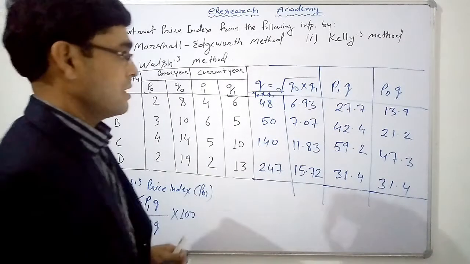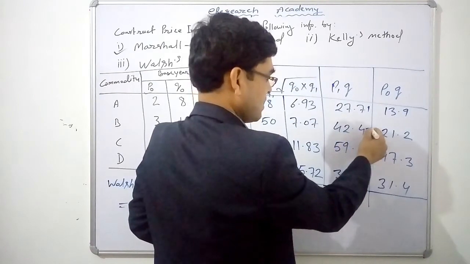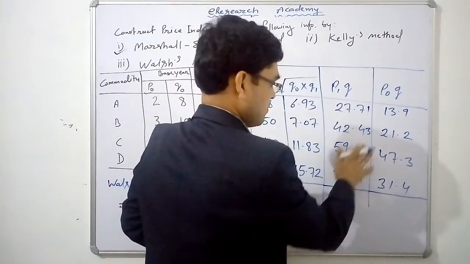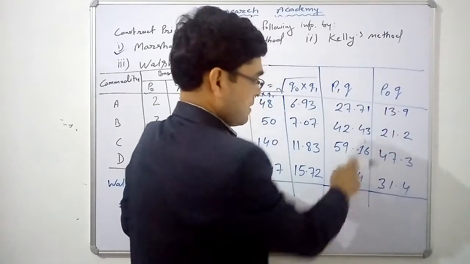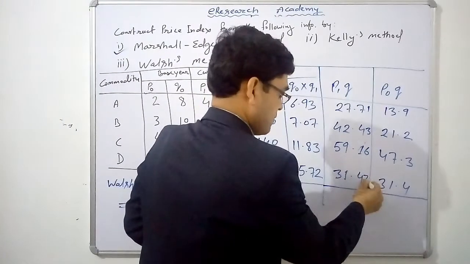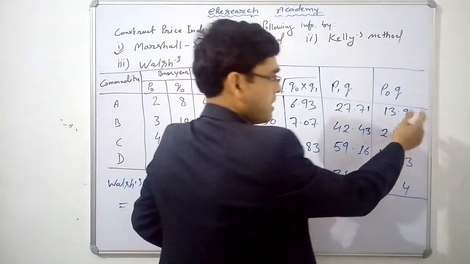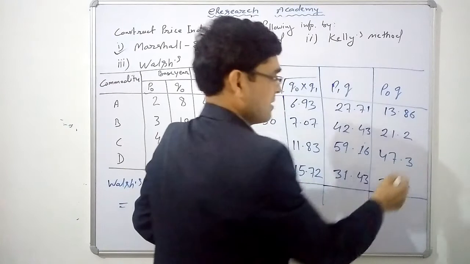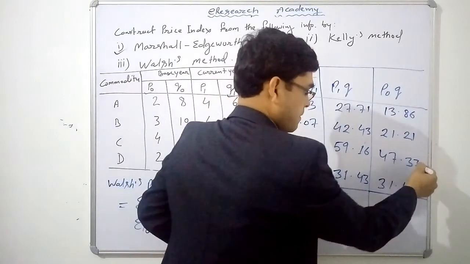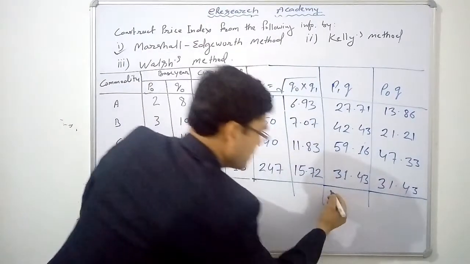So these are 27.71, 42.43, 59.2 and the last is 31.43. Okay, so these are in 2 decimal points. For P0Q we have 13.86, 21.21, 47.33 and 31.43. Okay, so now we will get the total of this one.